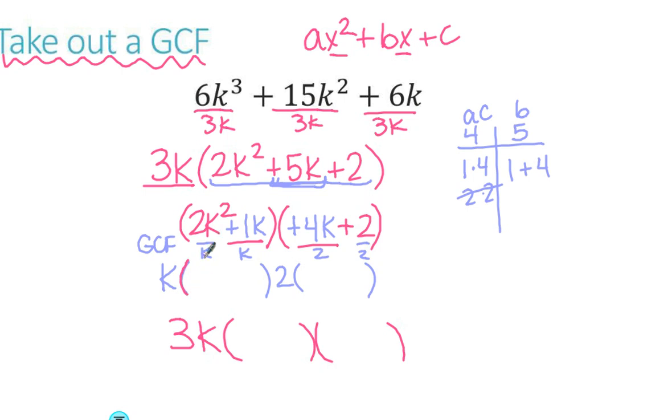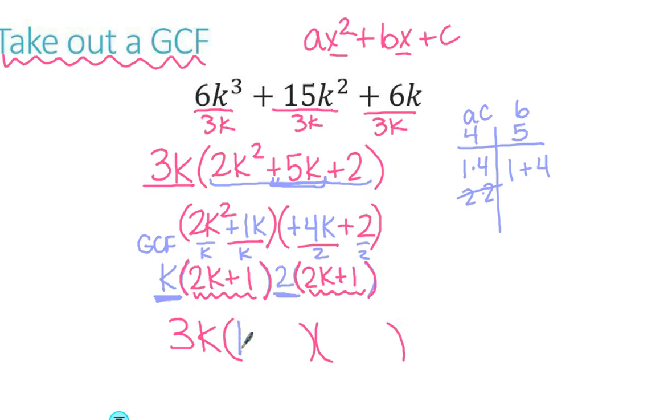2k squared divided by k would be 2k. 1k divided by 1k is just positive 1. Remember, anything divided by itself is just 1. 4k divided by 2 is 2k. And 2 divided by 2 is a positive 1 again. Here's our checkpoint. Do we have matching parentheses? Are they hashtag twinning? In which case they are. So these get to be one of our factors, and then the stuff on the outside will become our other factor.